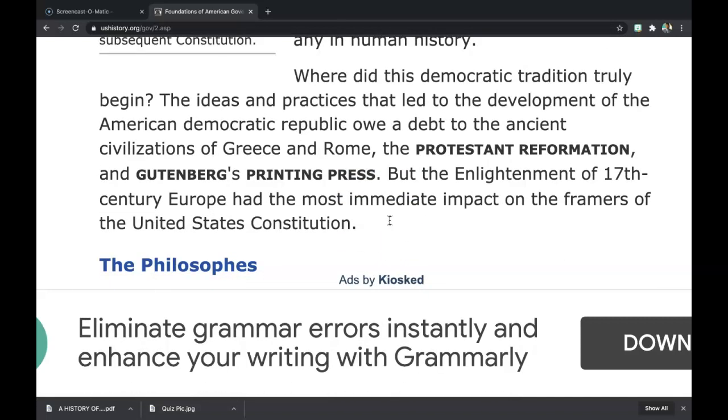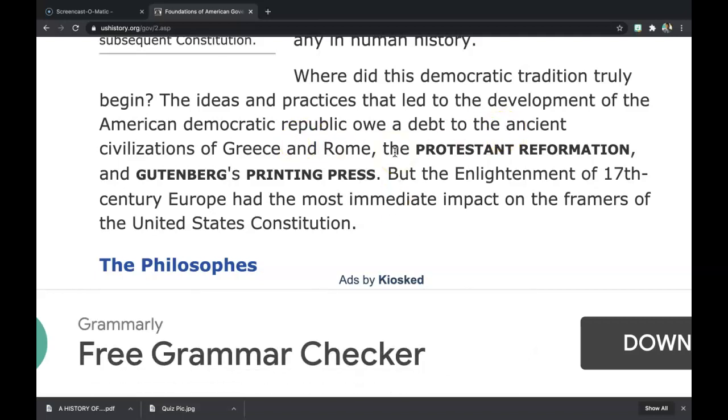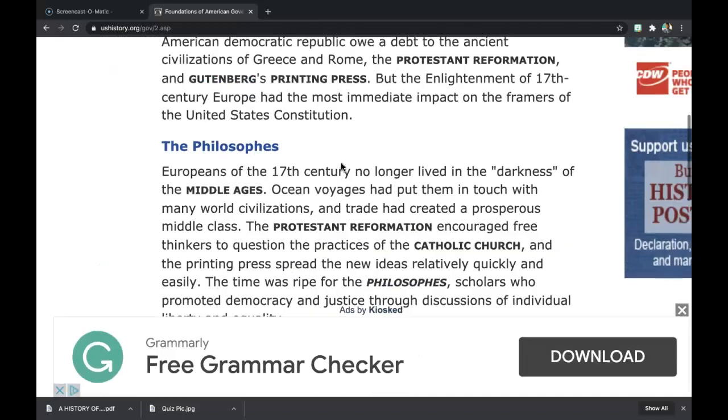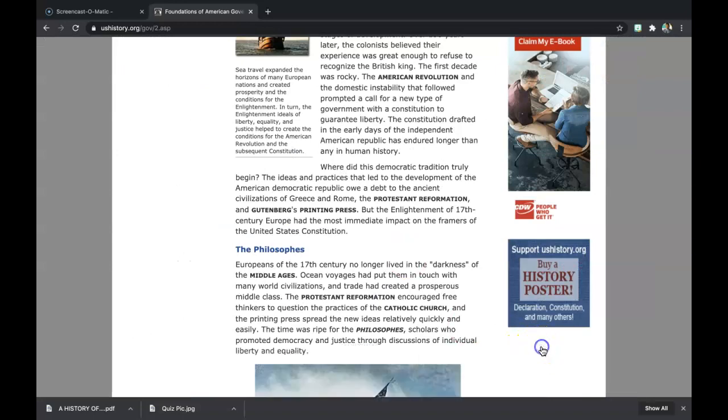The ideas and practices that led to the development of the American Democratic Republic owe a debt to the ancient civilizations of Greece and Rome, the Protestant Reformation, and Gutenberg's printing press. But the Enlightenment of 17th century Europe had the most immediate impact on the framers of the United States Constitution. So we're going to go ahead and look at that right now.